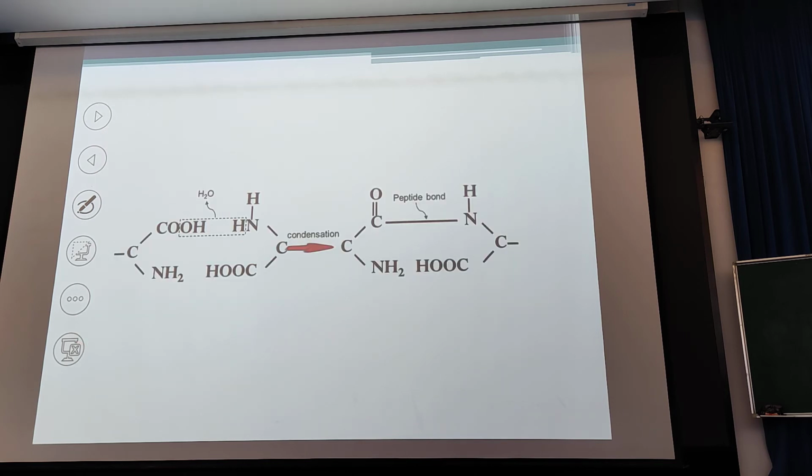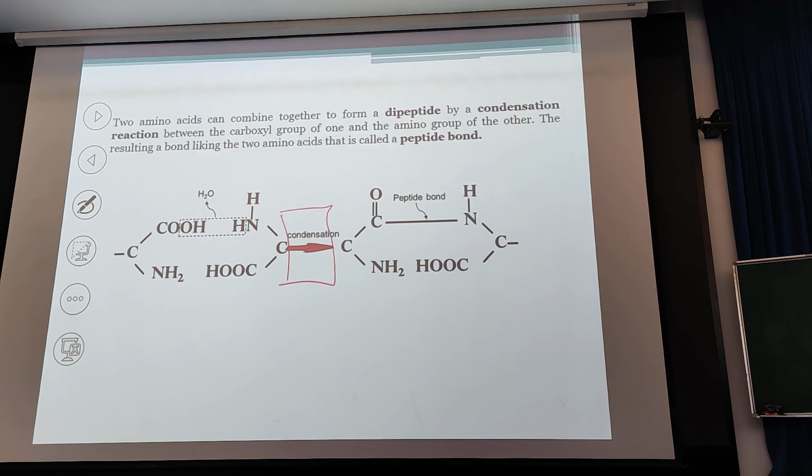So two amino acids can combine together. The peptide bond is formed by a condensation reaction. The condensation is between the carboxyl group of one and the amino group of the other, and they result in a bond linking the two amino acids. We call it the peptide bond.